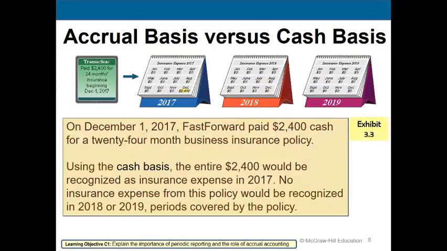Now compare that with cash basis. With a cash basis company, what you would do is recognize the $2,400 expense all in December of 2017. So what's the effect of that? Well, it means that you've overstated expenses in 2017, thereby understating net income. And in 2018 and 2019, since you didn't recognize any expense in those periods, though you received a benefit in those periods, you understated expenses in those periods, 18 and 19. Therefore, you overstated net income.